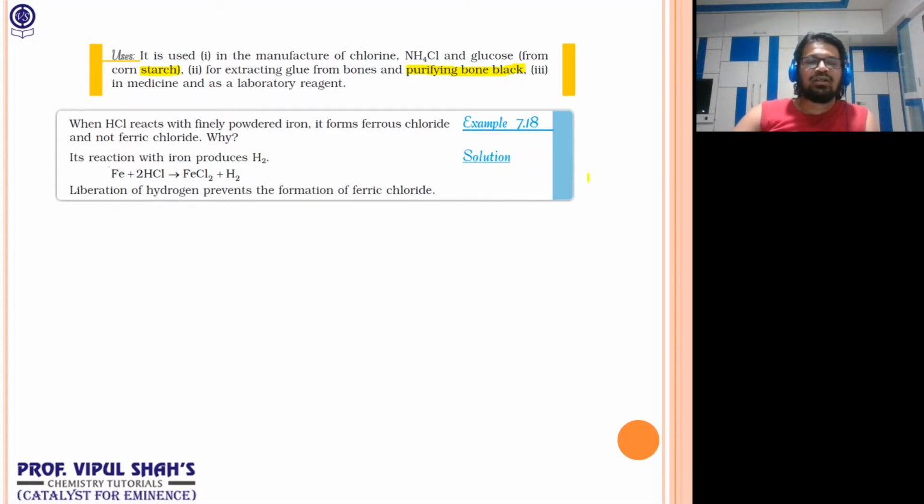Now look at the reaction there. HCl with finely powdered iron forms ferrous chloride and not ferric. Meaning when you react with Fe, why does it form ferrous and not ferric? Because hydrogen gas is formed. Hydrogen will prevent the formation of ferric there. So Fe is oxidized only to ferrous. That's one.